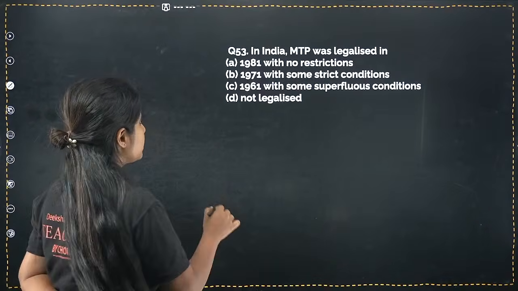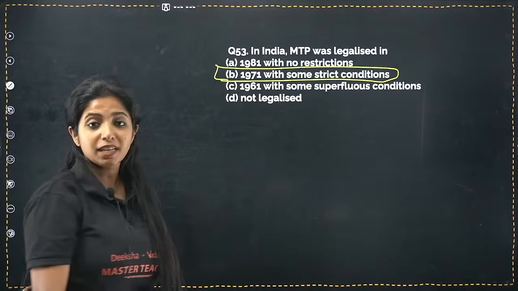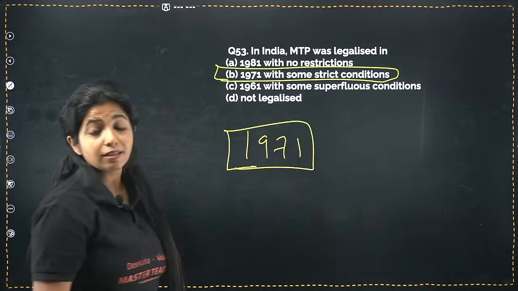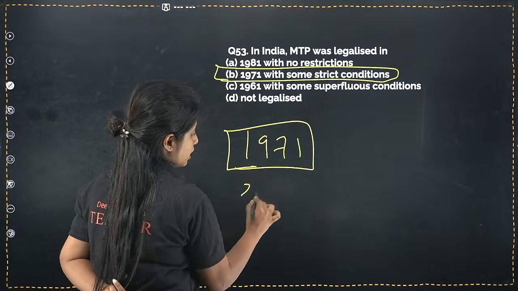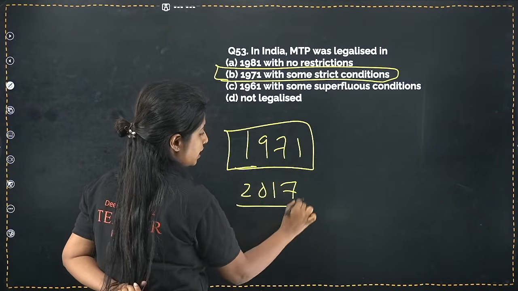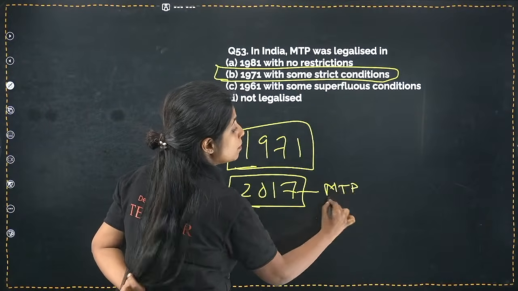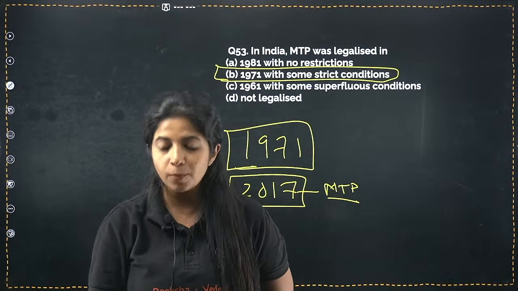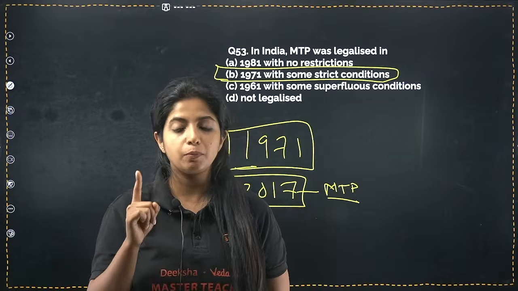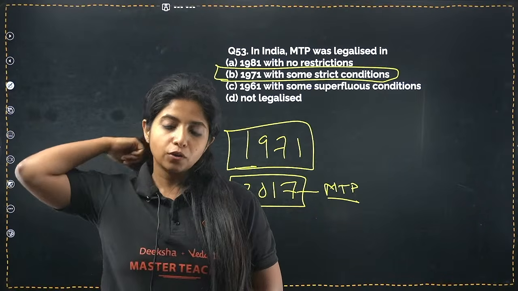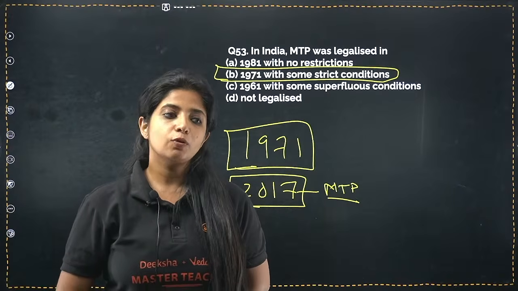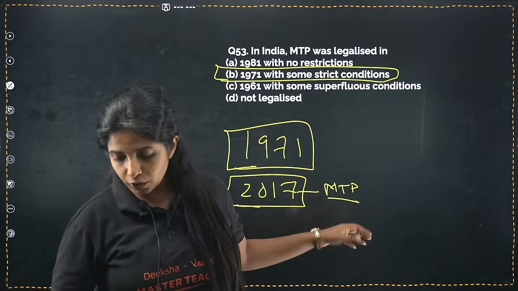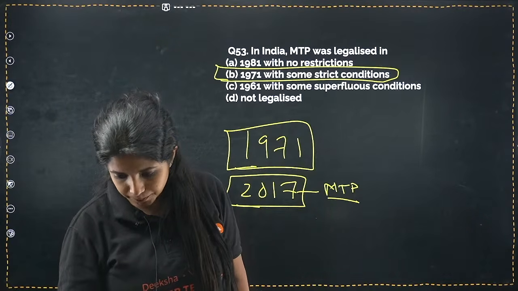Most of you are saying B is the answer. B is what? 1971. Yes, MTP, that is medical termination of pregnancy, was legalized in our country in 1971 with obviously some strict conditions. Later on, if you do +1, over here it becomes 20. And if you reverse this, it becomes 2017. In this particular year, the MTP Amendment Act was put down, according to which it became even stricter. It said that if a person is going to undergo medical termination of pregnancy within 3 months, they need permission from one medical practitioner. If within 6 months, that is 24 weeks, then they need written permission from 2 medical practitioners. So the Amendment Act was given in 2017 and it was legalized in the year 1971.